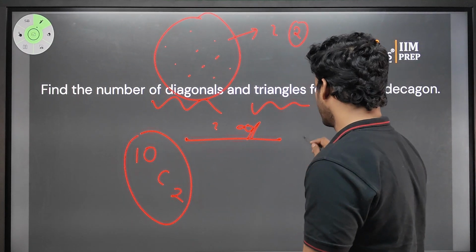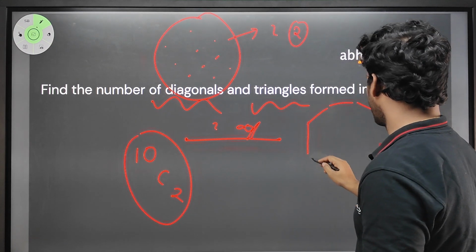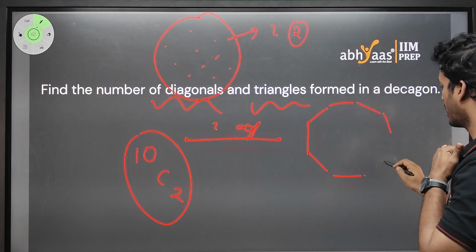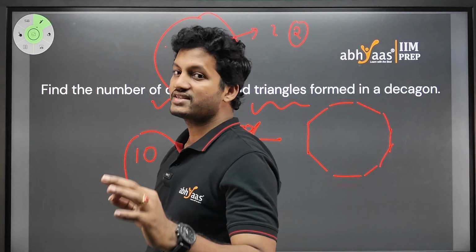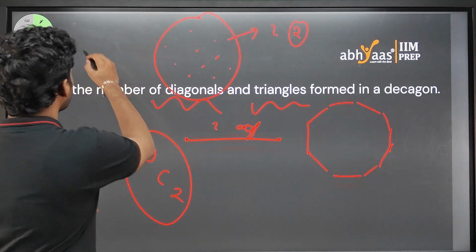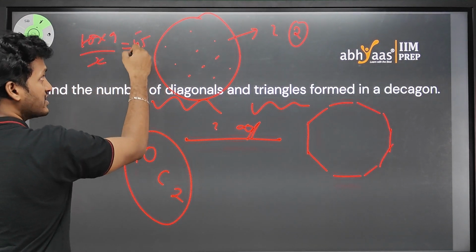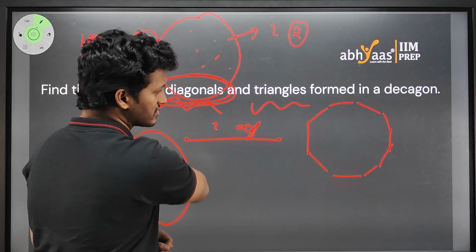Fine, that's done. That means a decagon. Okay, try to draw a 10-sided polygon: 1, 2, 3, 4, 5, 6, 7, 8, 9 and 10. So in this decagon, I can form 10C2 lines. That means 10 into 9 by 2, so 45 lines are possible. But they are asking for the number of diagonals.